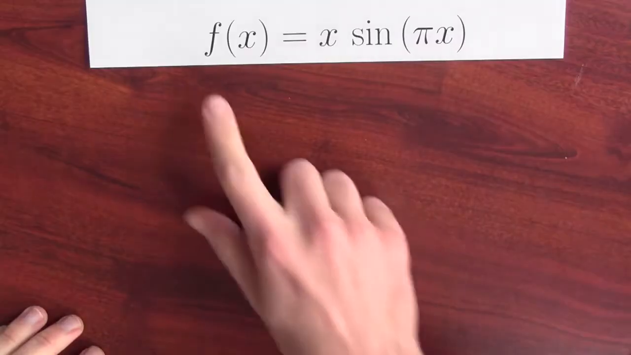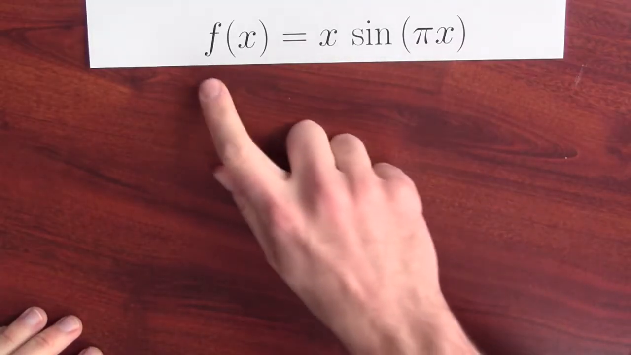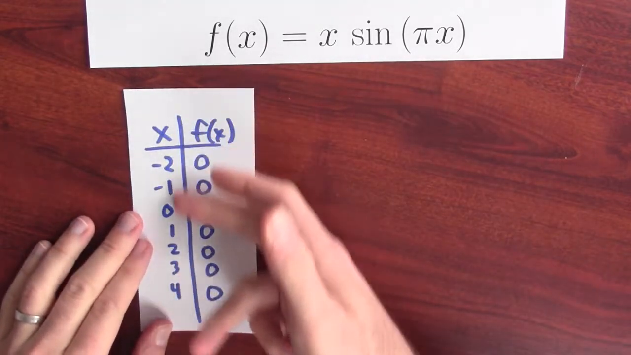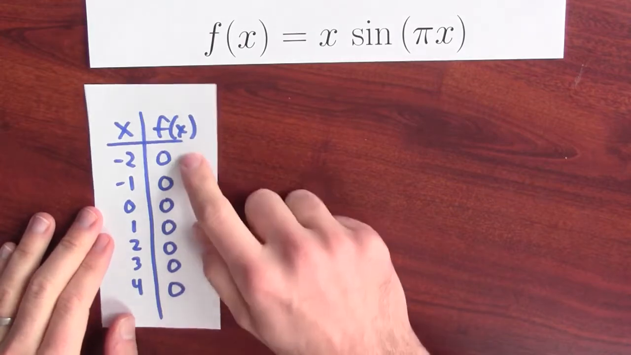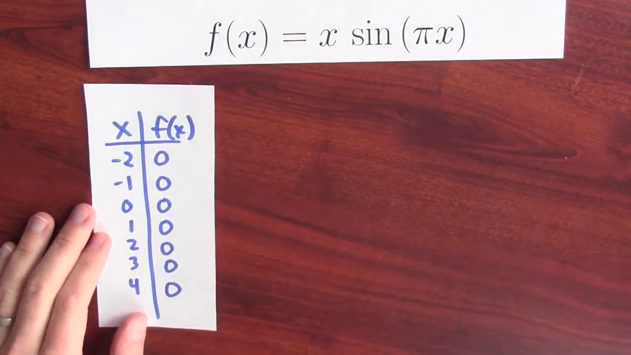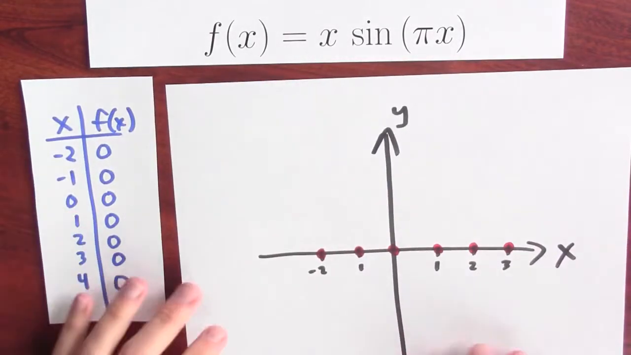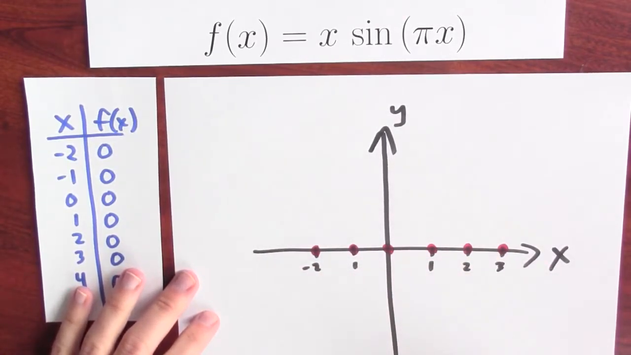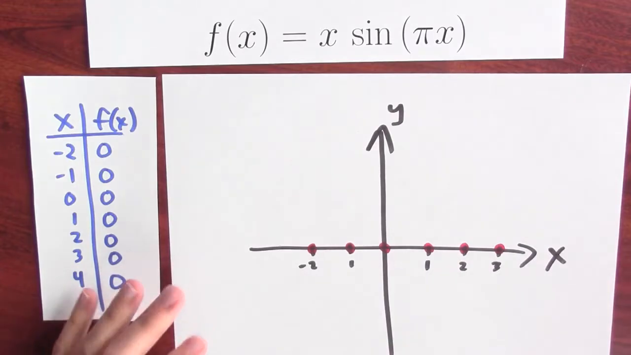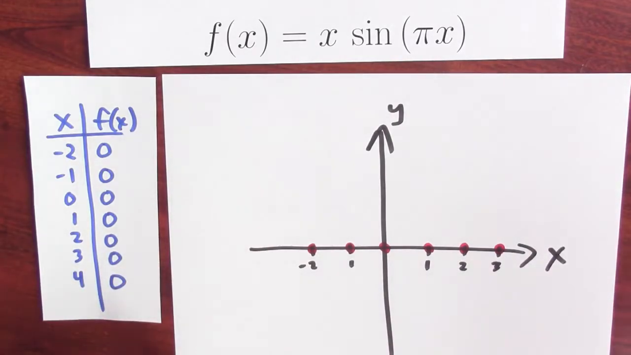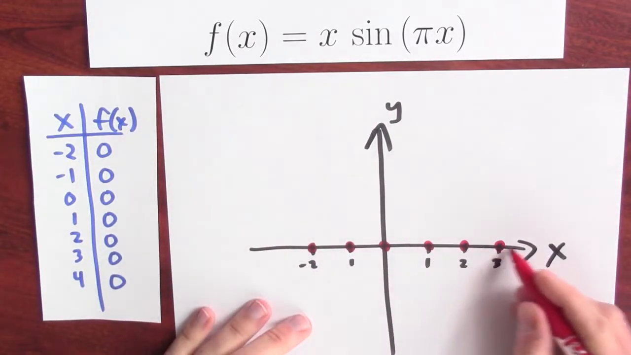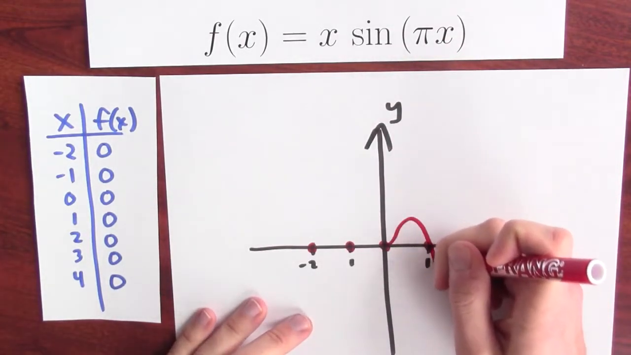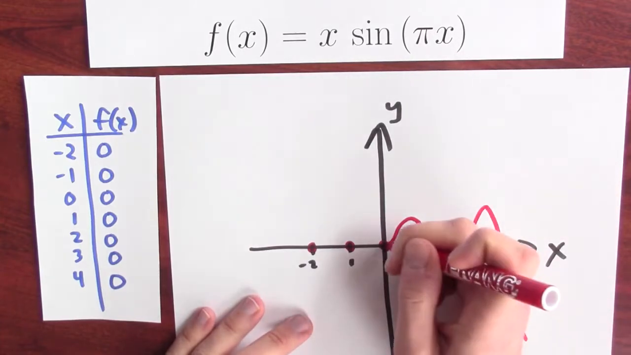I might have been trying to graph a function like f of x equals x sine pi x, and if I just plugged in some whole number inputs, the function would always output 0. That might trick me into making a graph like this, where I plot 0 as the output for all these whole number inputs. I might then be tempted to just fill in this graph by drawing a straight line across. But that's totally ridiculous, right? This graph actually looks like this.